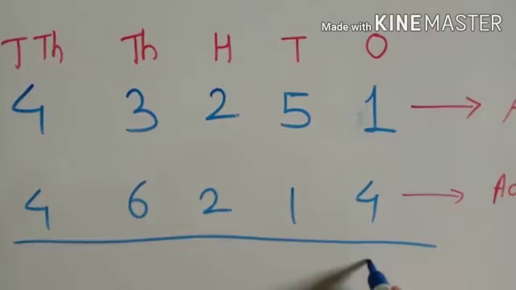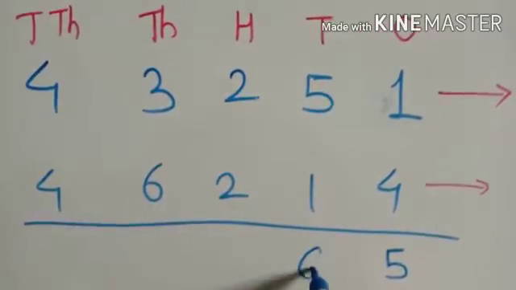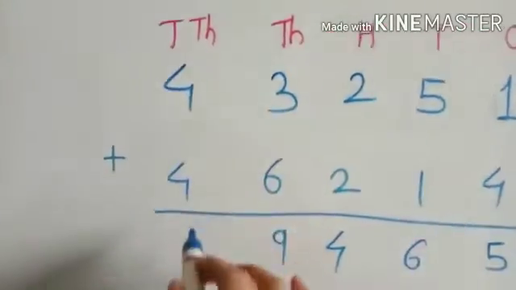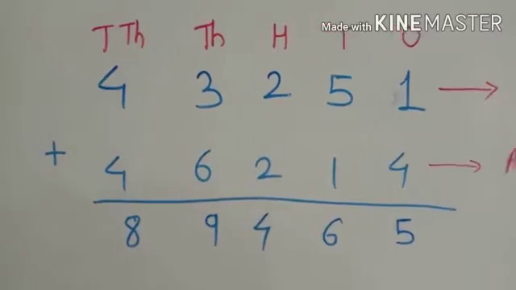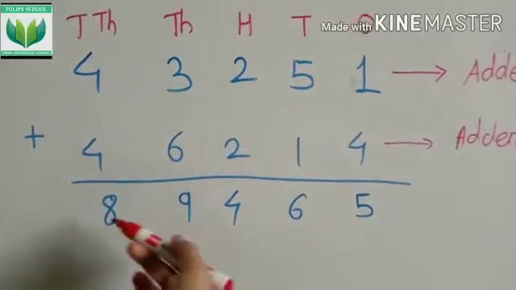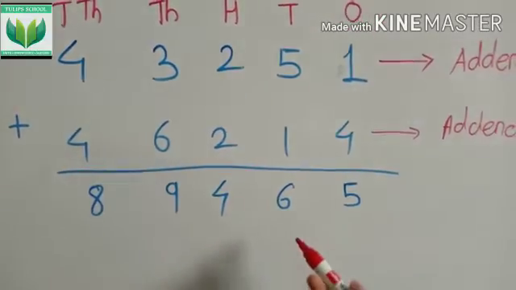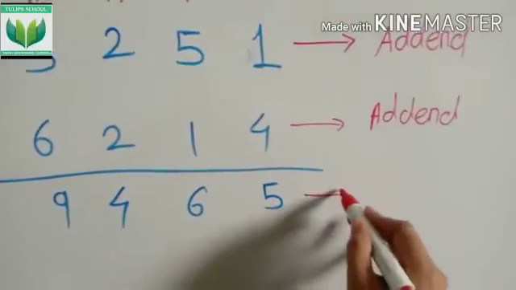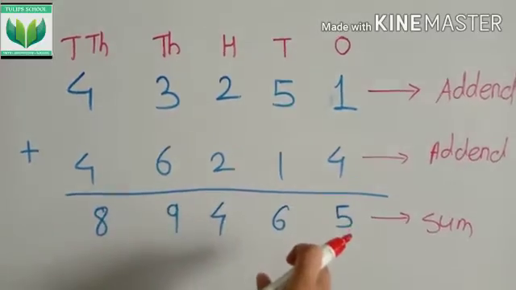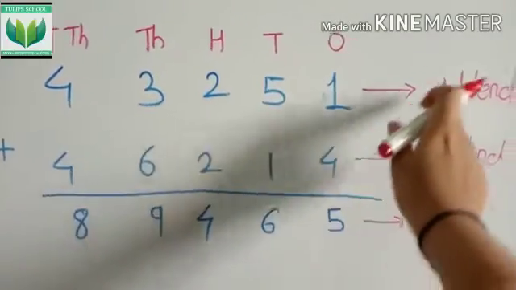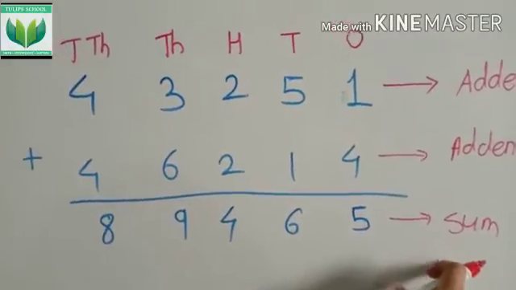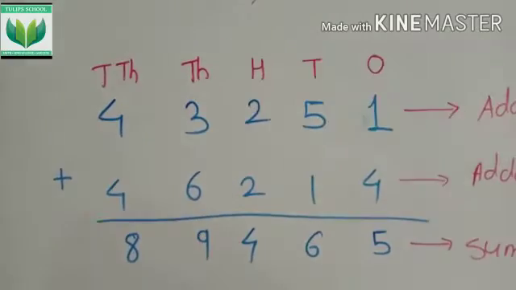1 plus 4, 5. 5 plus 1, 6. 2 plus 2, 4. 3 plus 6, 9. 4 plus 4, 8. Now we did the addition of both 5-digit numbers and we get the answer 89,465. This is called the sum. Addend plus addend is equal to sum. The numbers added are called the addends and the answer we get after adding the numbers is called the sum. I hope you have understood, addition is simple.